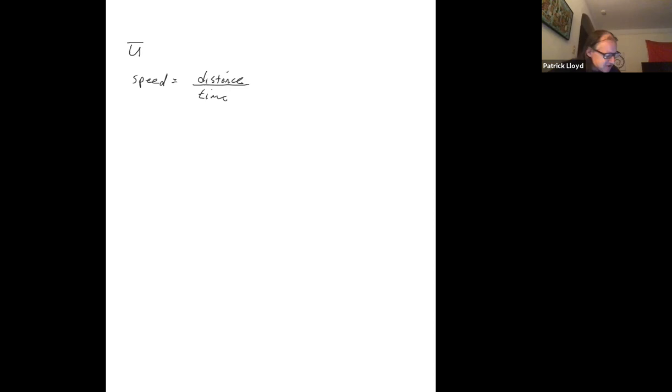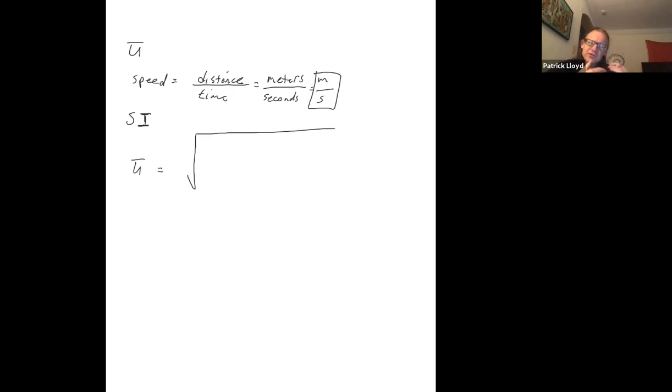So in the SI system, the units that we use for distance is meters, which is abbreviated M, and time is seconds, which is abbreviated as an S. Meters over seconds. So we want the speed to be in meters per second. So what happens is if we calculate this, and I'm just going to put the units in here. I'm not going to put the numbers and stuff. R is joules per mole Kelvin.